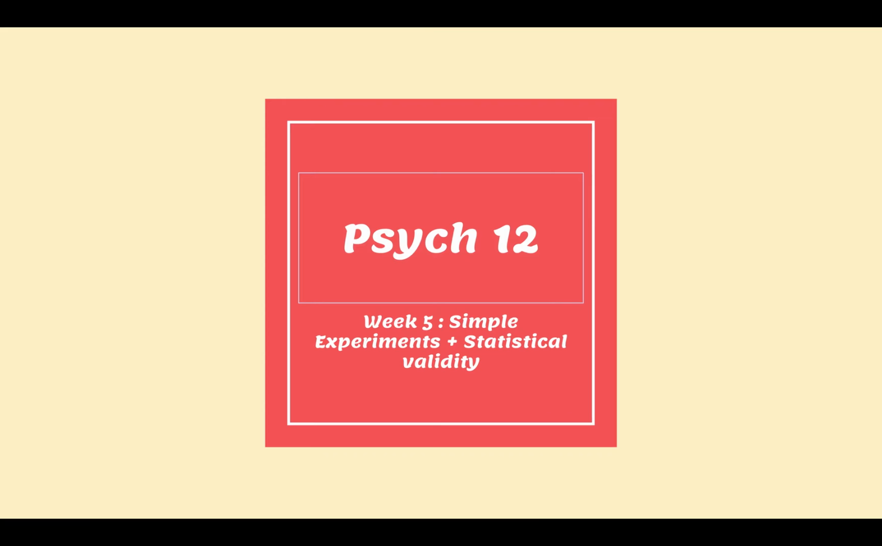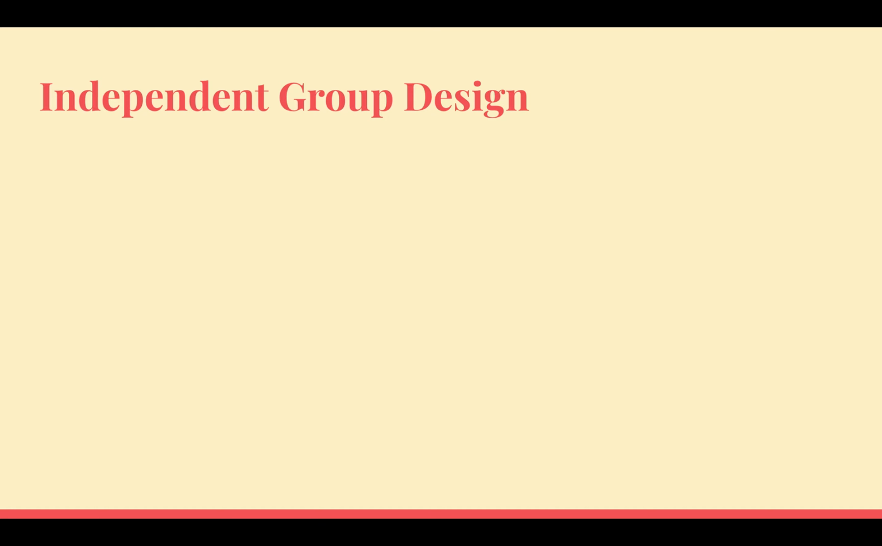This week we went over simple experiments and statistical validity, and this video will summarize how researchers can set up experiments and how to test for statistical validity. We'll start by talking about how to group participants, which is an important step in every experiment. Participants can be grouped through an independent groups design or within groups design.